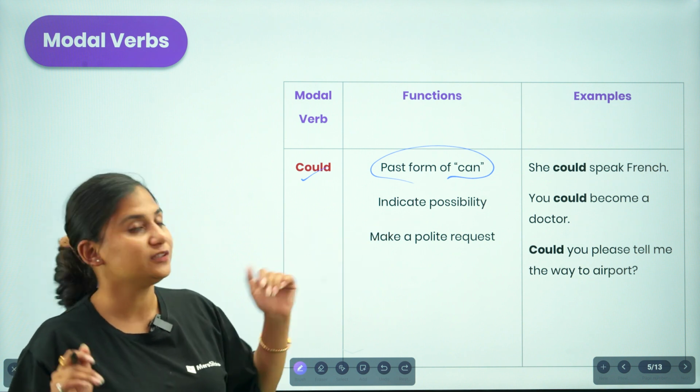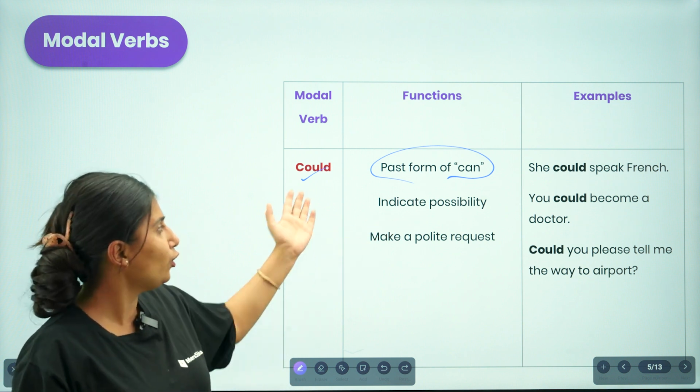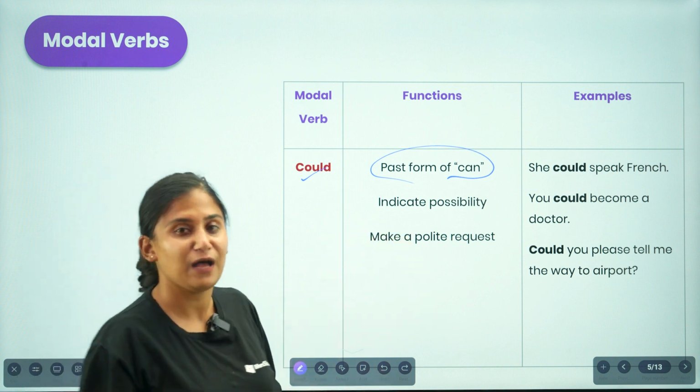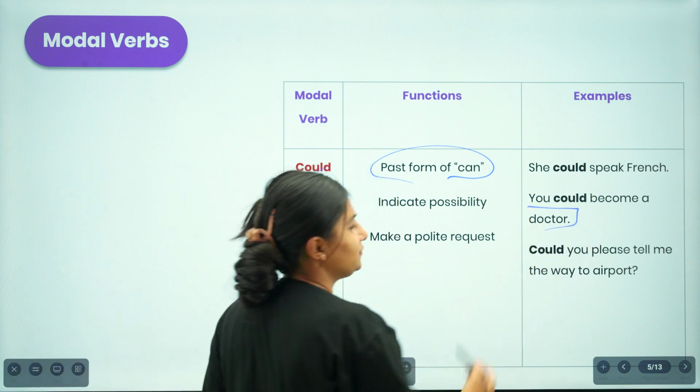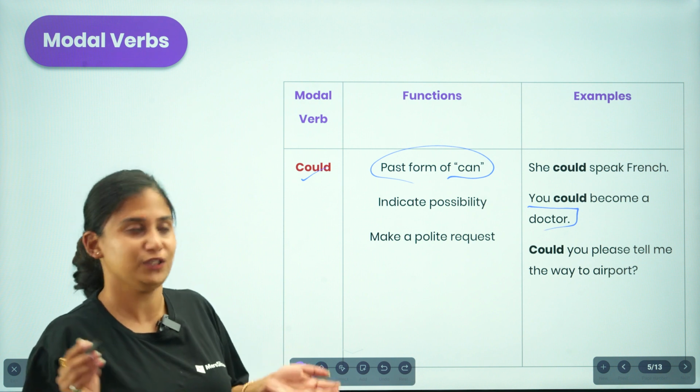For example, she could speak French, and it also indicates possibility. For example, you could become a doctor. That is, if you study hard, you can of course be a doctor.